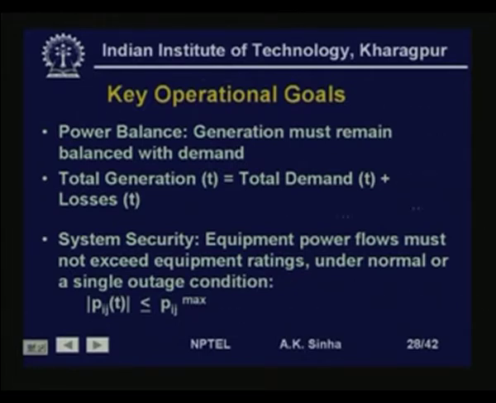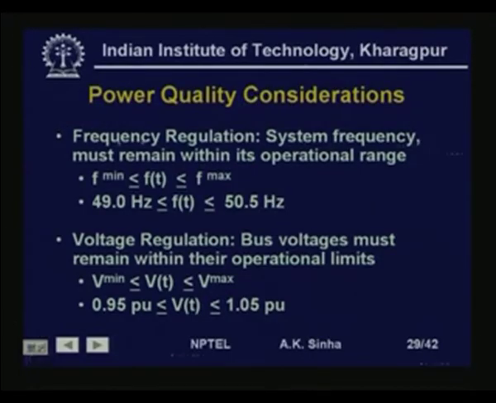So, we have to see that all equipment are within limits, as well as that whenever an outage takes place, the limits are not violated. Another aspect is the quality of power. As we have talked earlier, frequency is a very important parameter. In India, we are trying to maintain the frequency within a range of 49 hertz to 50.5 hertz.